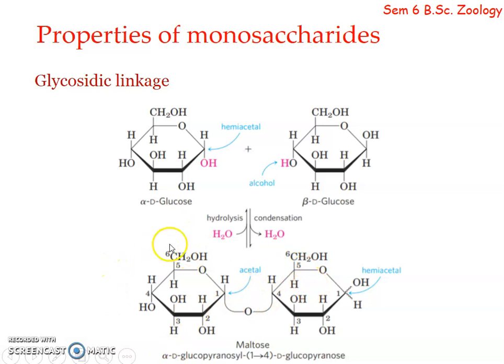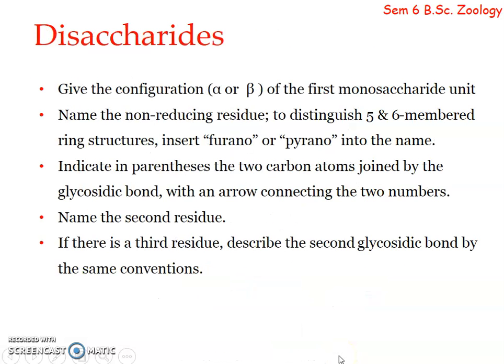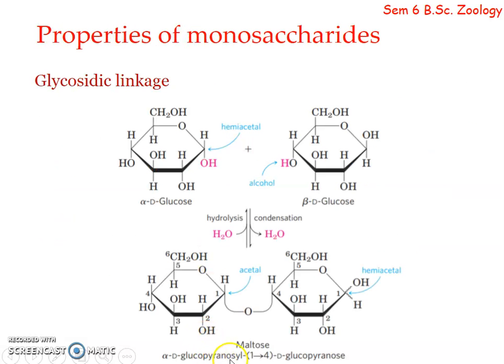Okay, so the first monosaccharide unit is alpha form, so that comes first, and then what we do, we modify the names of the reducing residues with furano or pyrano. So it is glucopyranoside and glucopyranose. We have modified it, and then we have to put it in brackets. The number is the carbon number of the reducing residues which comes into glycosidic bond linkage, isn't it? So here C1 with C4, and that is represented as 1 arrow 4.